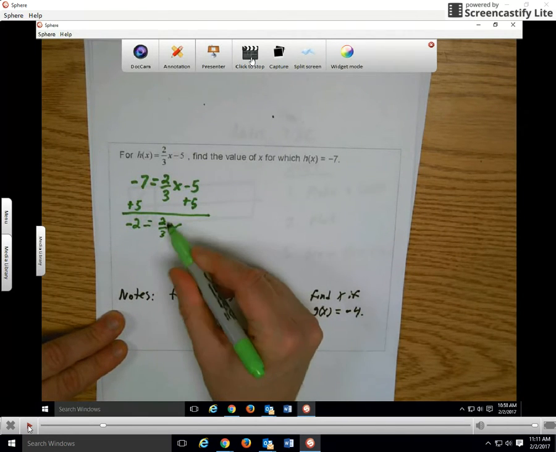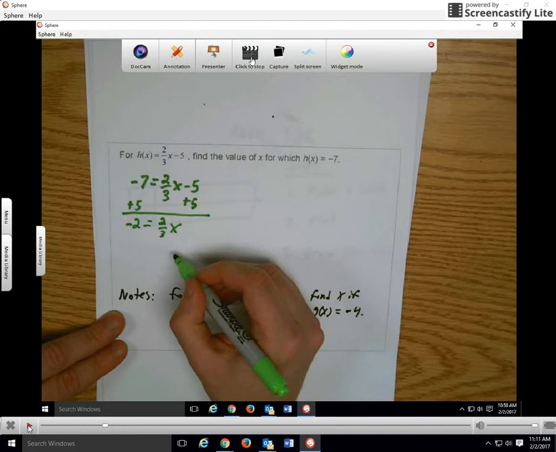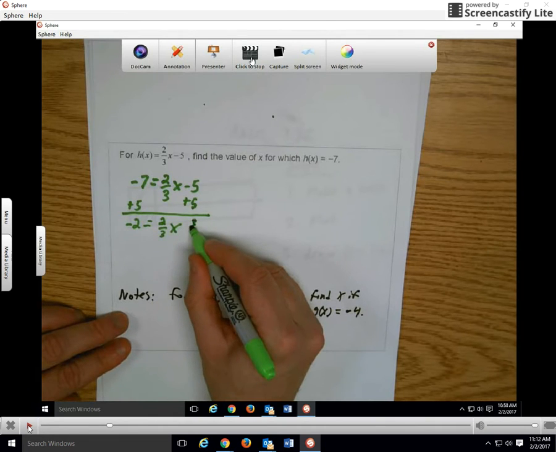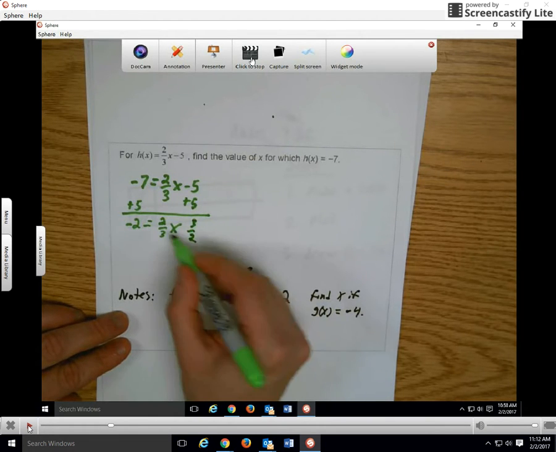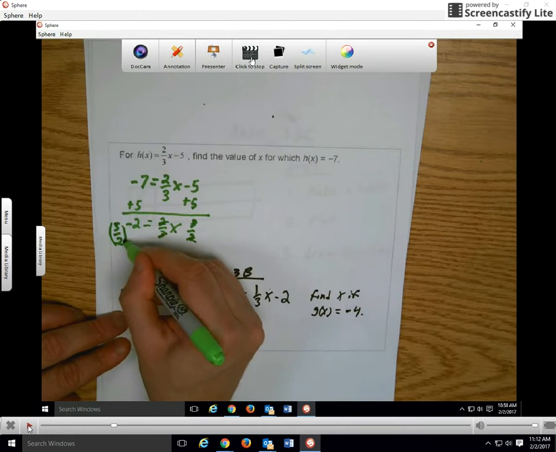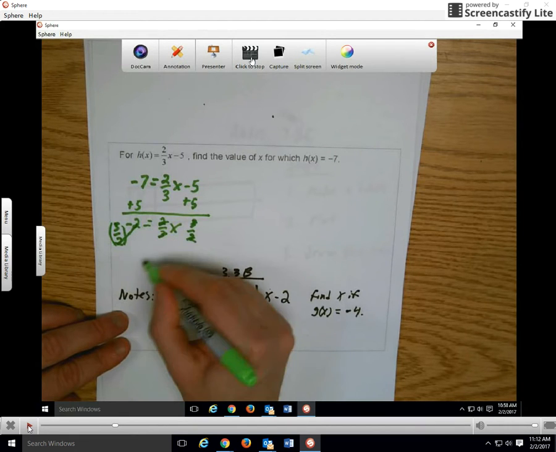And then in order to get rid of this 2/3, since it's multiplying, we do the inverse operation, which is to divide. And so how do you divide fractions? Well, you just multiply by the reciprocal. So multiply this side by a 3/2. That cancels out the 3's and the 2's. And then multiply this side by a 3/2. The 2's cancel out, and we're left with a -3.